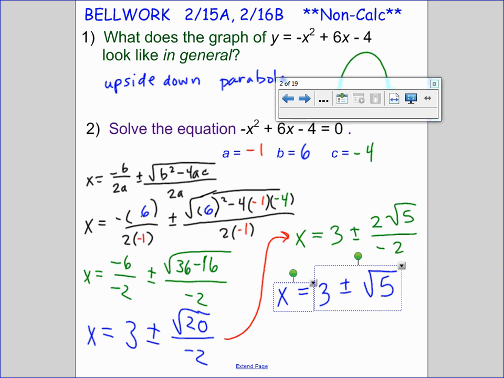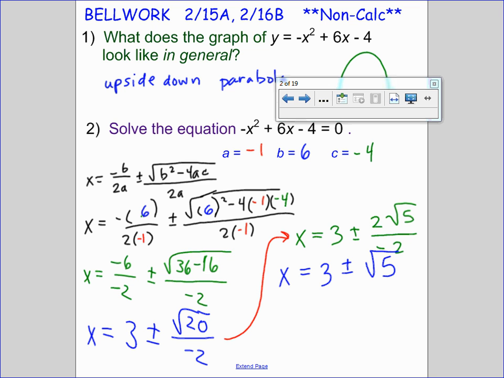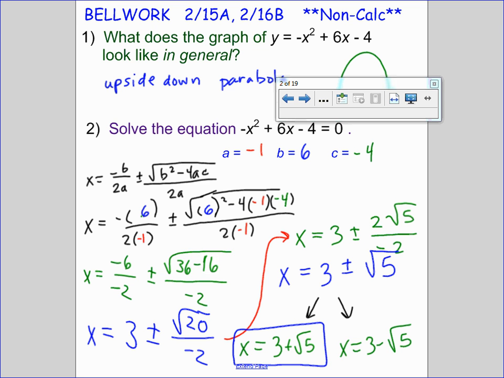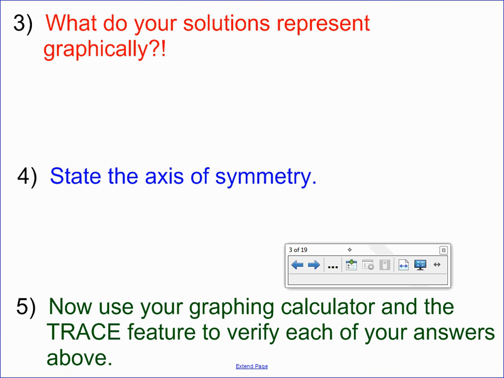And so what I'm going to do here is, as we've done in the past, I'm going to actually write x equals 3 plus root 5. Right? That's one x-coordinate of an x-intercept. My other one I'm going to write x equals 3 minus root 5. We'll box those. That's awesome. So those x values are the x-intercepts of my graph.